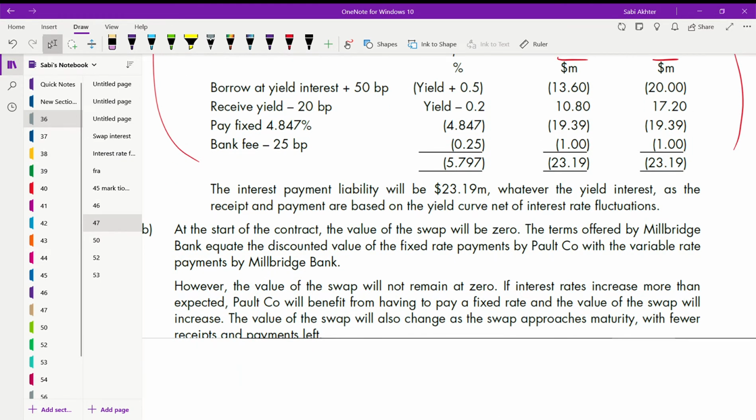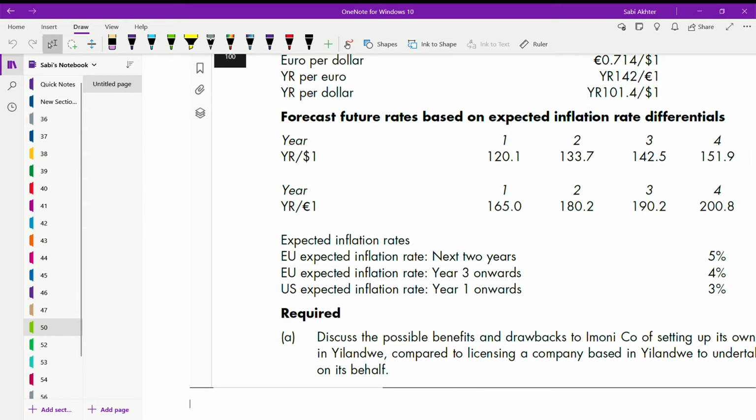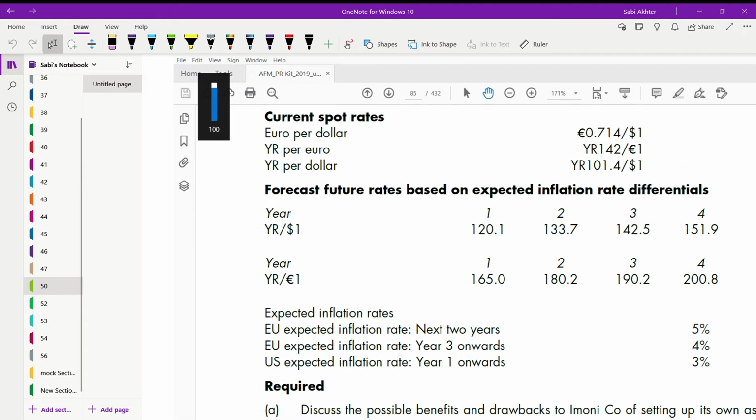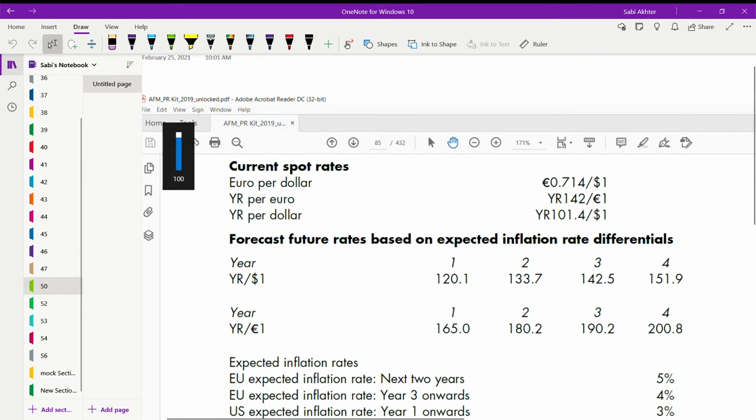Now let us go to 50. From 50 onwards till whatever question here, 56, these are all theory questions. Right? It is all theory questions. I'm sorry, the 50 marks question is combined with net present value. So let us go to 50 and see.